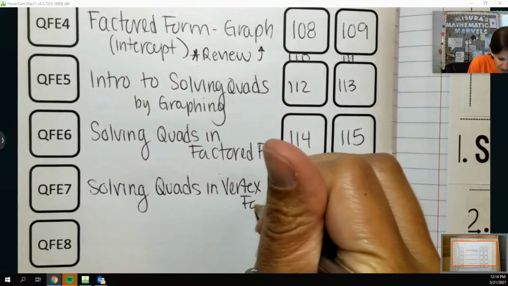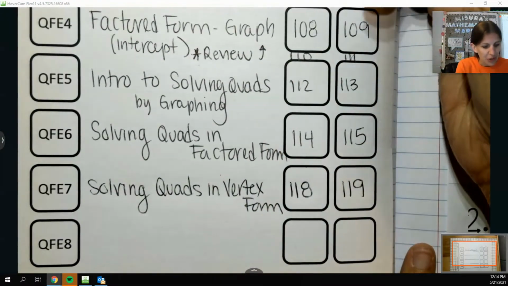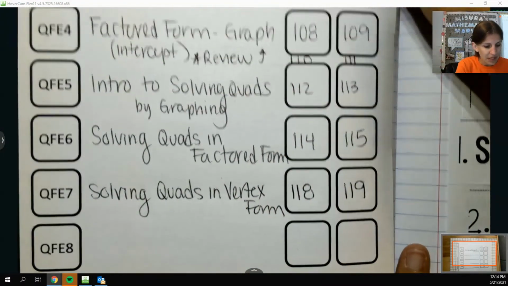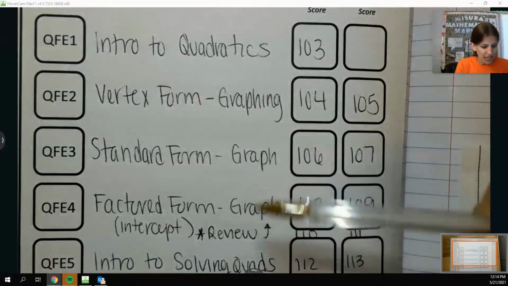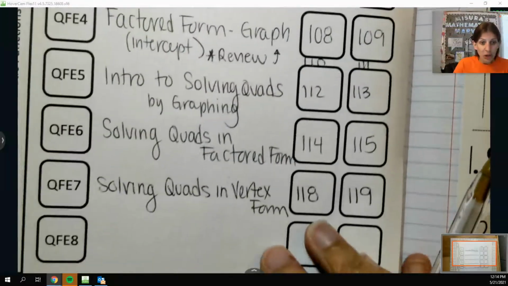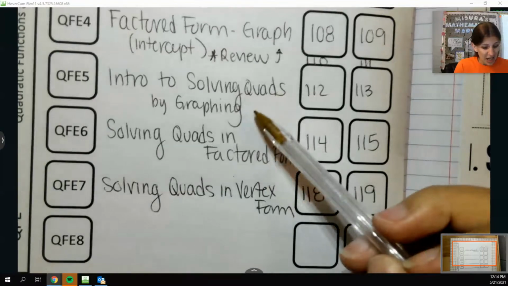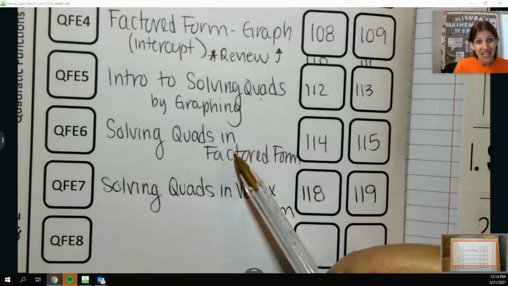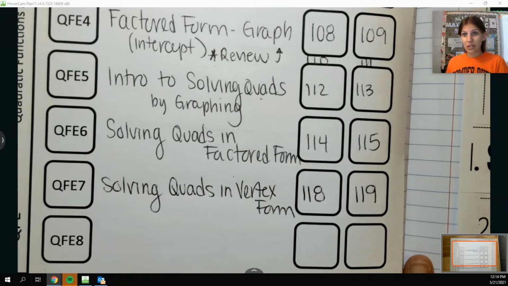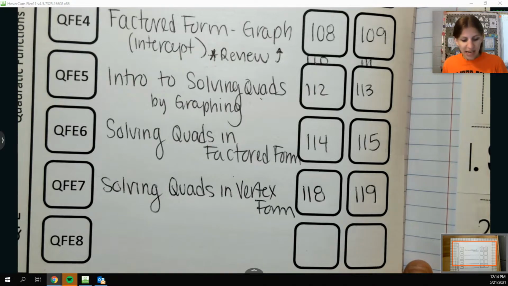Okay, so just like we were doing when we were graphing, as a reminder, we want to graph in each form. So we graphed in vertex, standard, factored. So far we've solved by graphing and then solved in factored. So now we're going to solve in vertex. And the last one we'll need to do next is in standard form.